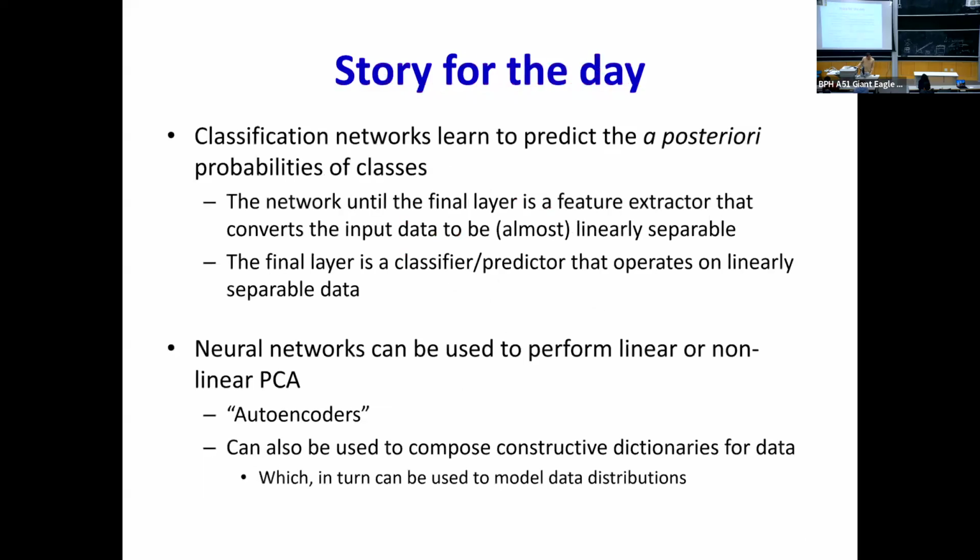So the story for the day: classification networks learn to predict a posteriori probabilities for classes. The network, up to the final layer, is a feature extractor that converts the input data to be more or less linearly separable. And the final layer is a classifier or predictor that operates on the linearly separable data. The networks can also be viewed as performing nonlinear principal component analysis. So you can in fact use these to reconstruct data in the form of autoencoders, which can be used to compose constructive dictionaries for the data, which can be used to model data distributions.